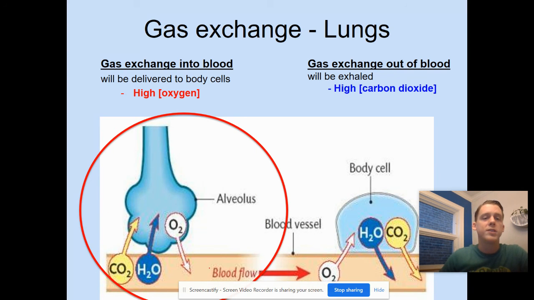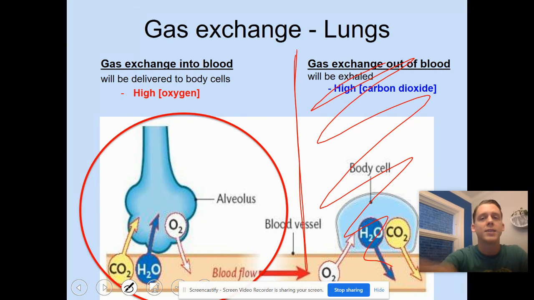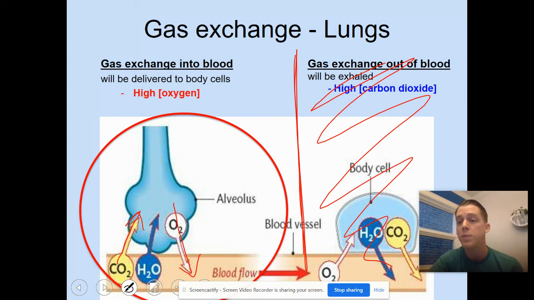All right, and we see another picture of it here. Let's just ignore everything on that side and let's just pay attention to the left. Again, CO2, high to low, diffuses into your lungs. Oxygen going from high to low does the opposite, diffuses into your blood, so it can be carried to the rest of the parts of your body.